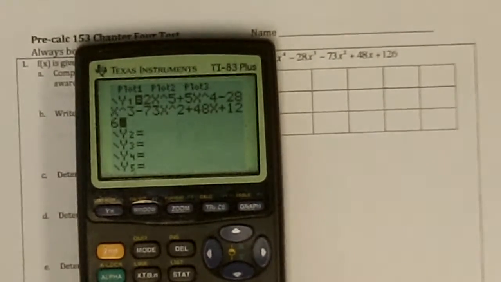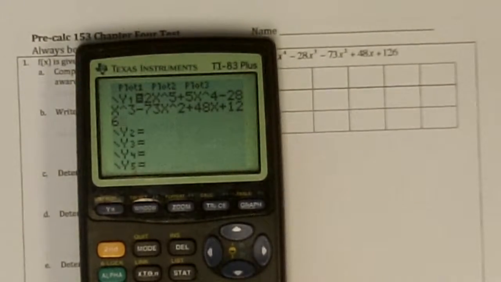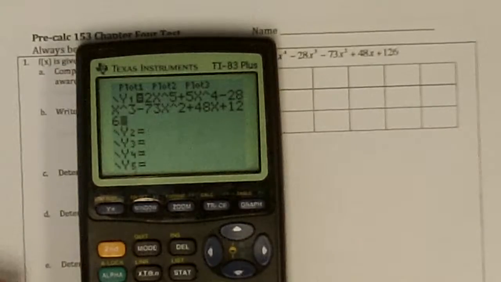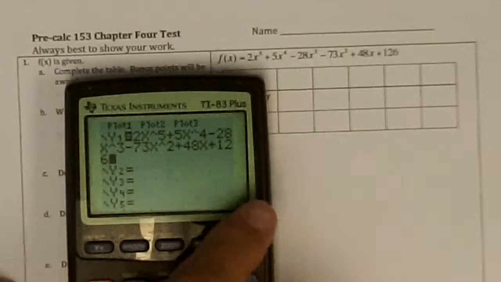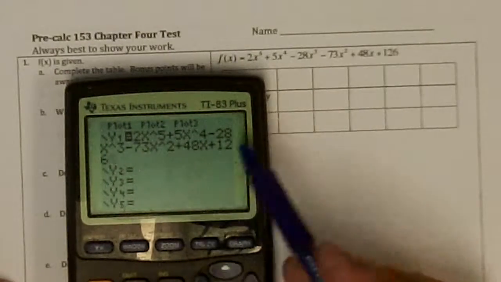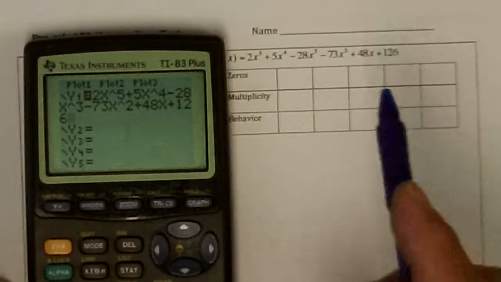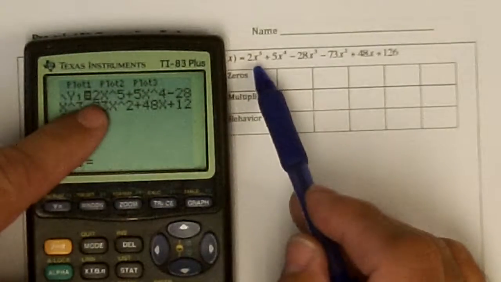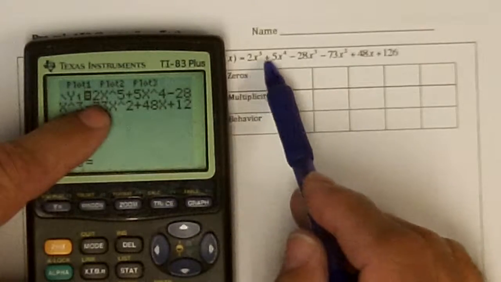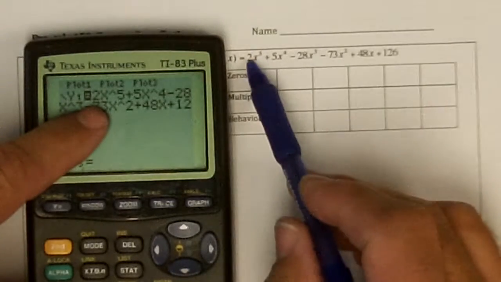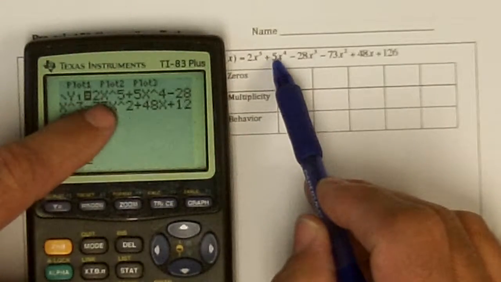Alright, let's go over the test. Make sure you know how to do this. So, number one, I've typed that equation into my calculator, and now I'm going to take another quick look at it. It's so critical on this problem. You can waste so much time if you don't have it typed in correctly.